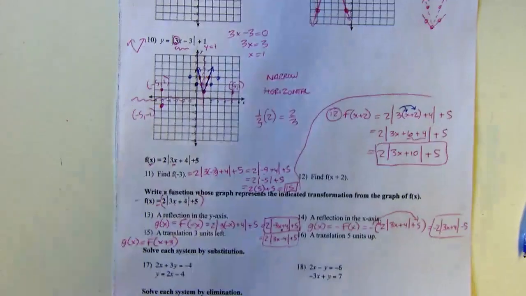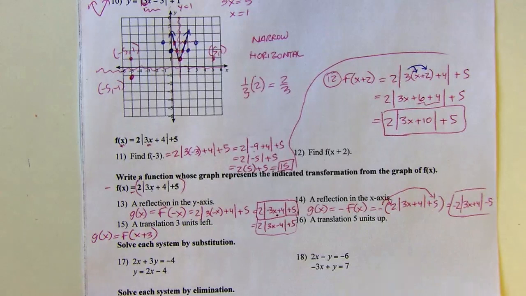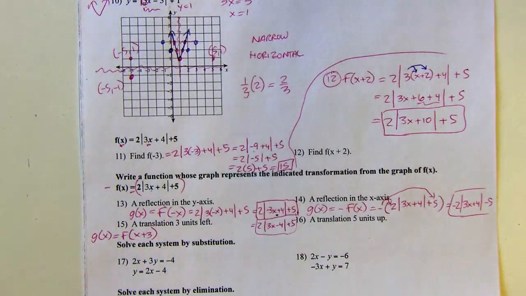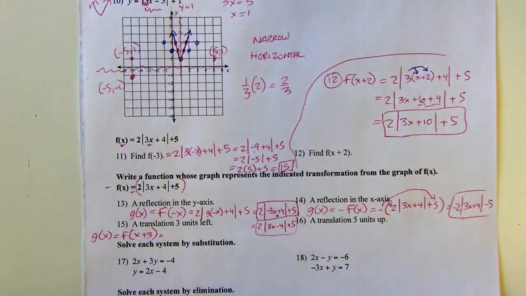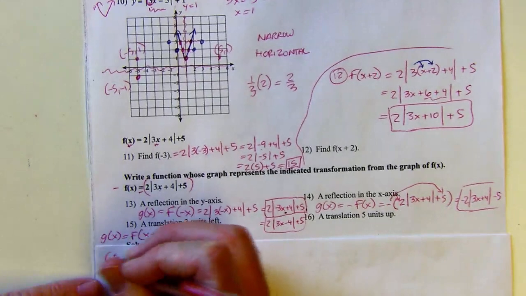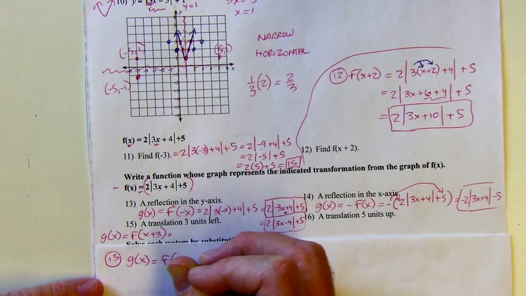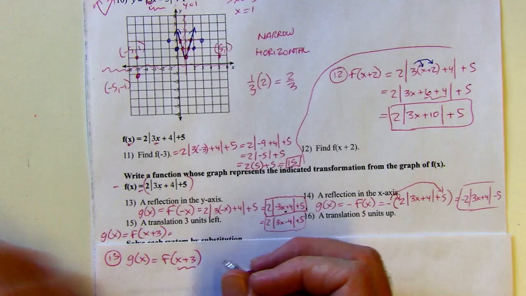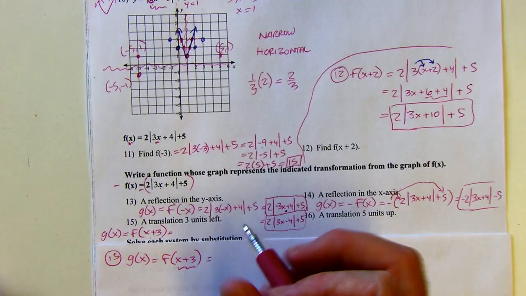All right, let's see if I can fit this in. Okay. So I'm going to run out of space, so I'll use some scratch paper and then I'll put the final answer on the actual paper. So f of x plus 3, this is for number 15. So I'm inputting this into the function. Where the x is, I'm going to replace it with the quantity x plus 3.